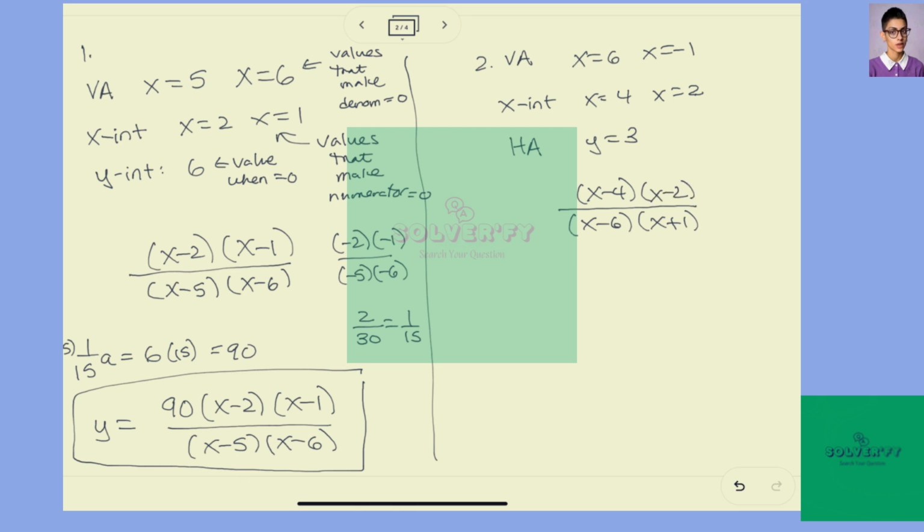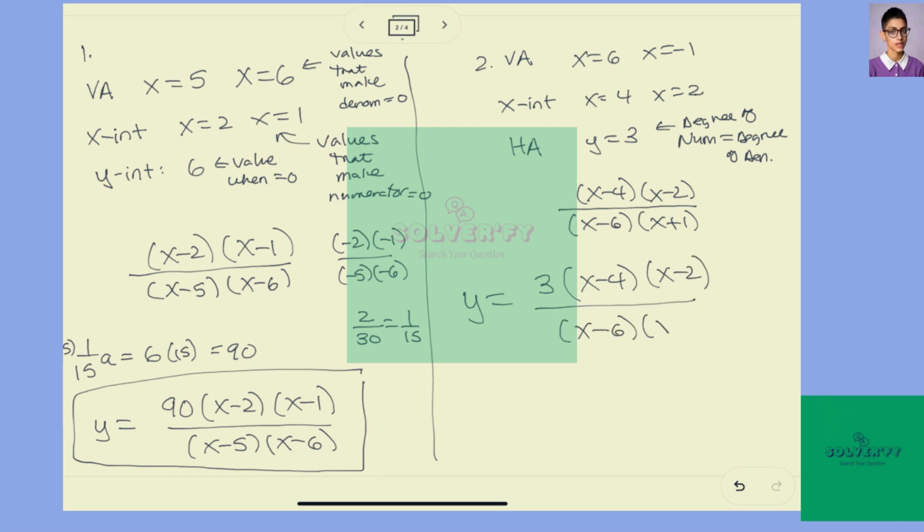A horizontal asymptote at y equals 3. That means the degree of my numerator has to equal the degree of my denominator, which it does. I have a quadratic on top and a quadratic on the bottom. So I need a ratio of leading coefficients to be 3. So this one's a little easier. I just have to put a 3 up top. It's assumed that I have a 1 in the bottom. And that is my function for the second one.